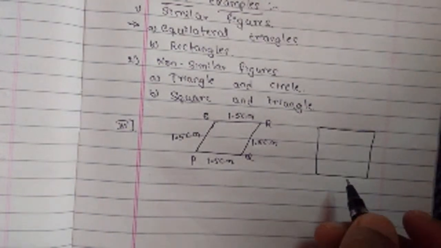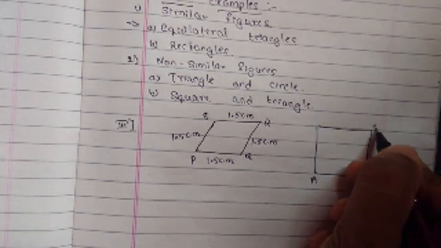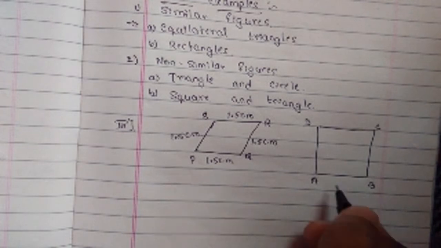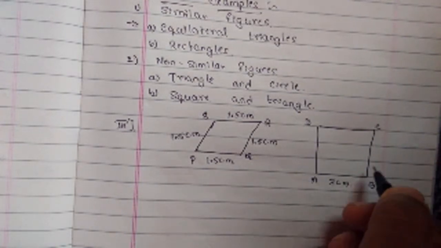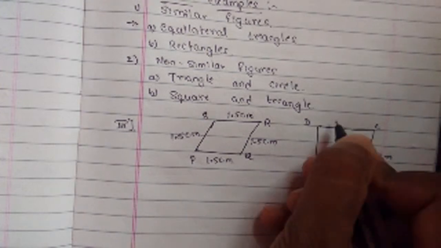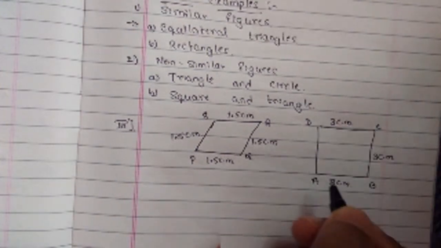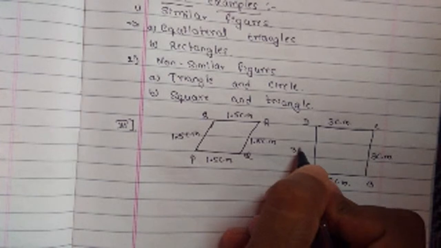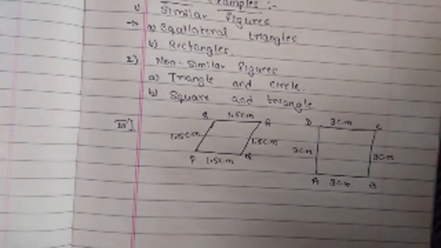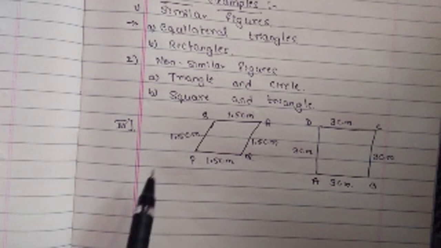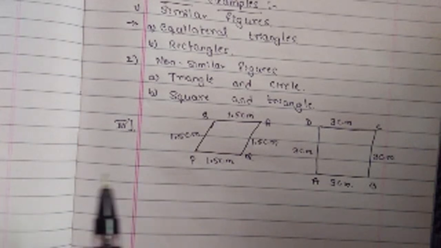Then one square is given, and the endpoints are A, B, C, D. Here AB is equal to 3 centimeter, BC is equal to 3 centimeter, CD is equal to 3 centimeter, and AD is equal to 3 centimeter. In the first figure all the side lengths are 1.5 centimeter. In the second figure all the side lengths are 3 centimeter. Now we have to tell whether these two figures are similar or not.